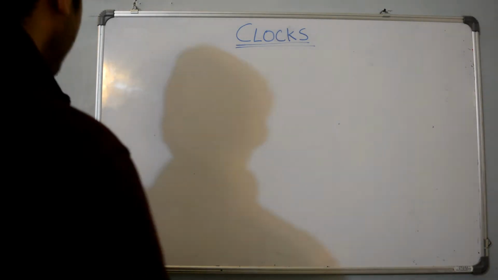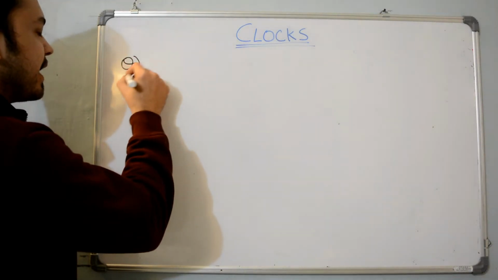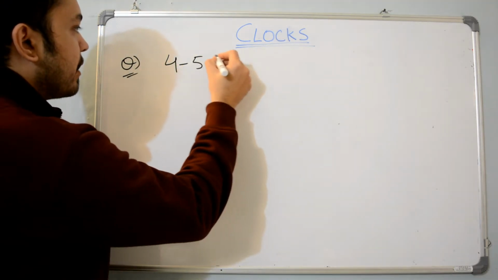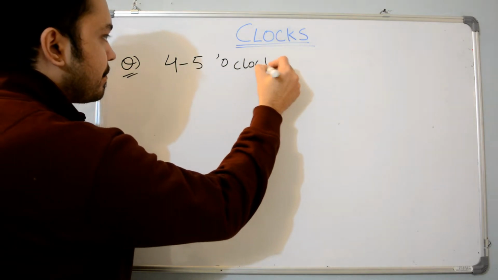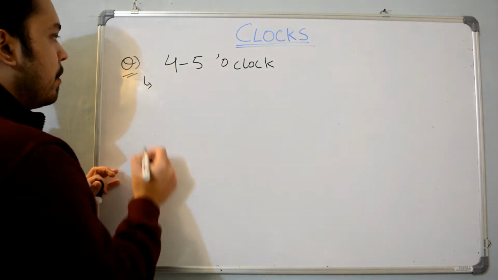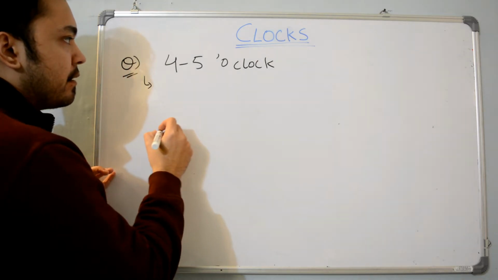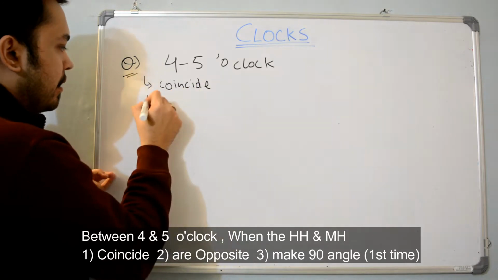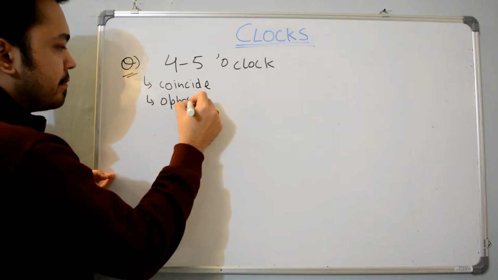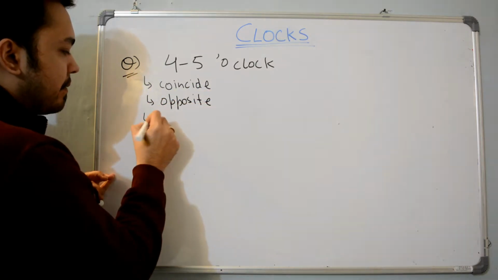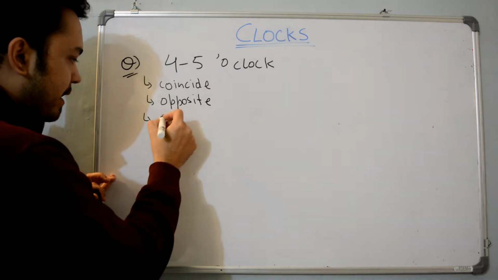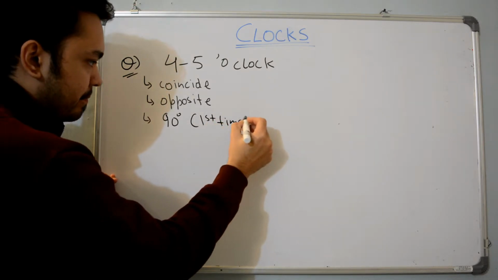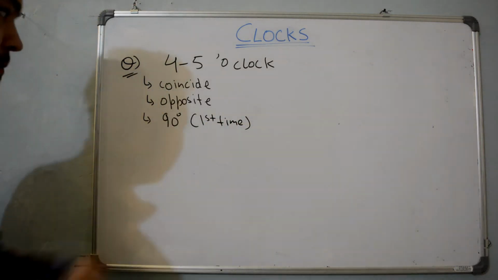Now, moving on, we'll be doing some questions on these standard results. So now you are given a question on those 4 results, right? The question is that between 4 and 5 o'clock, you have to tell when the minute hand and the hour hand will coincide, when they will be opposite, and when they will make an angle of 90 degrees the first time. Okay, I hope that is clear.